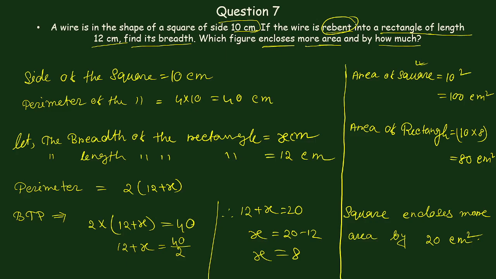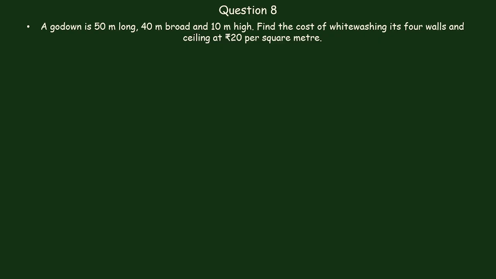Okay, now move to the next question. Question number 8. A godown is 50-meter long, 40-meter broad, and 10-meter high. Find the cost of whitewashing its 4 walls and ceiling at 20 per square meter.